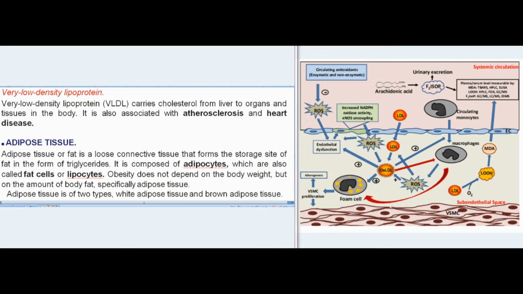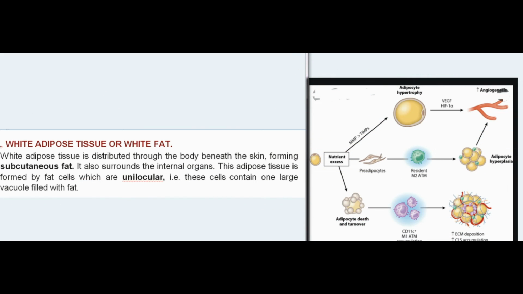Obesity does not depend on the body weight, but on the amount of body fat, specifically adipose tissue. Adipose tissue is of two types, white adipose tissue and brown adipose tissue. White adipose tissue or white fat. White adipose tissue is distributed through the body beneath the skin, forming subcutaneous fat. It also surrounds the internal organs.